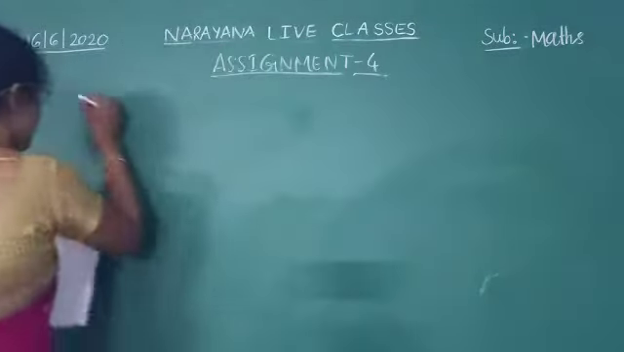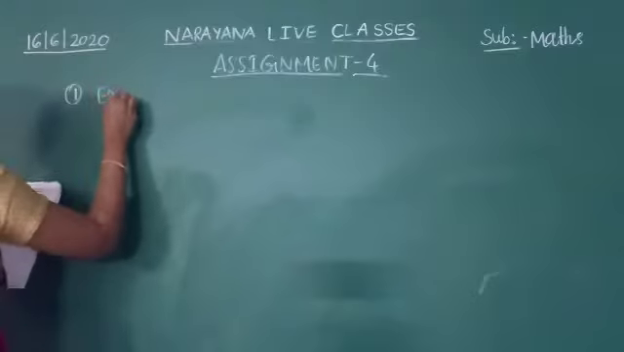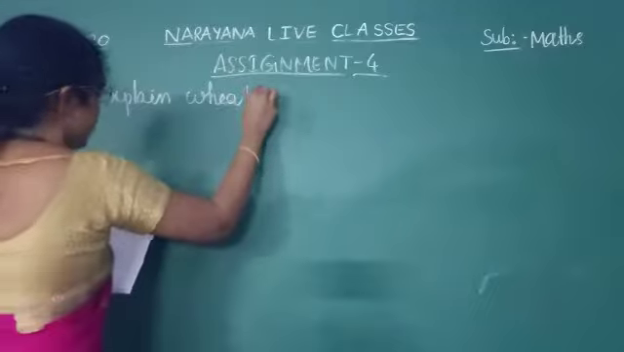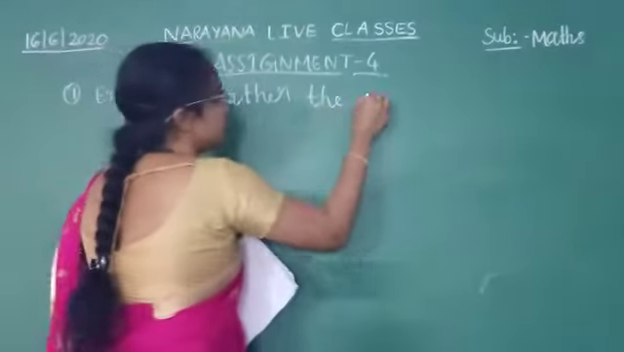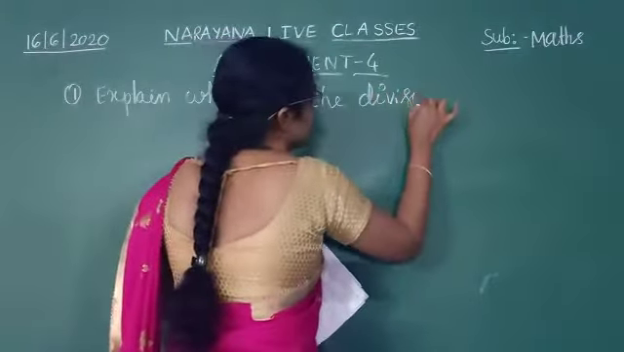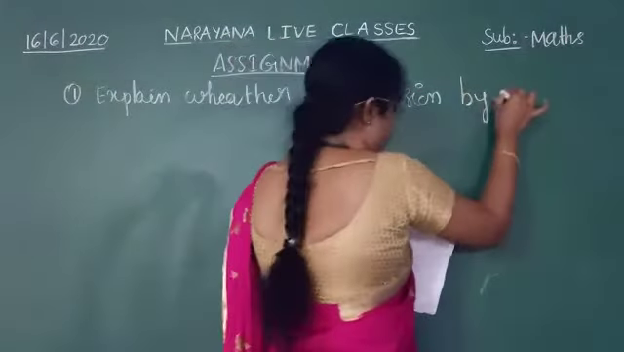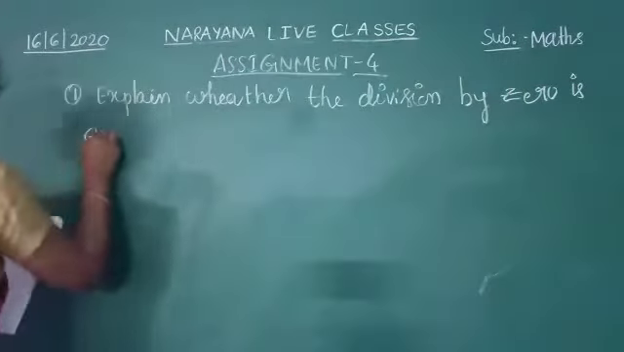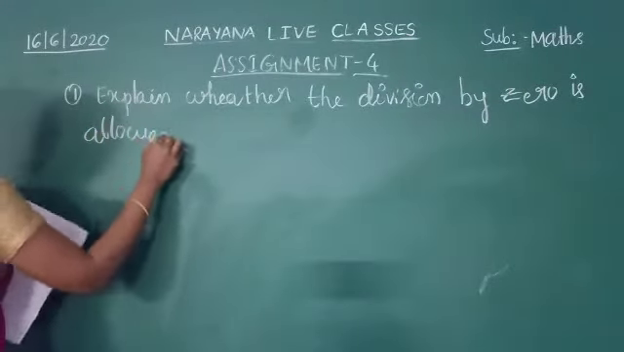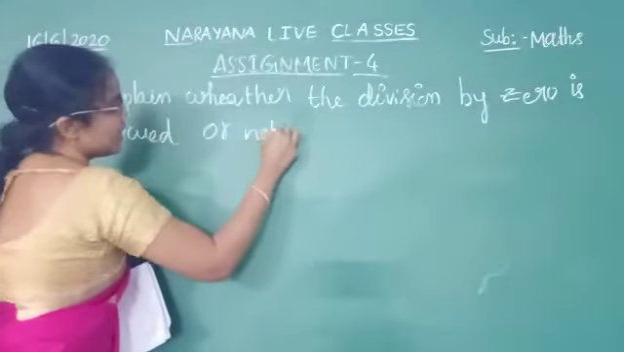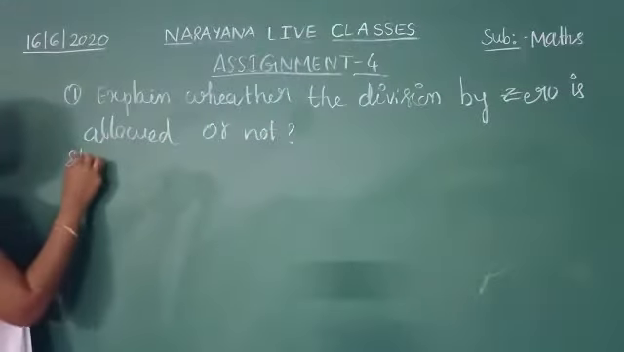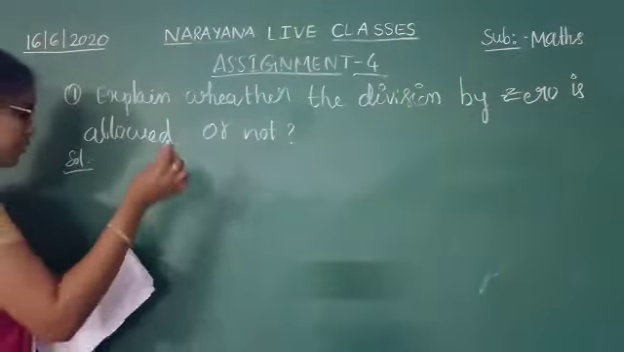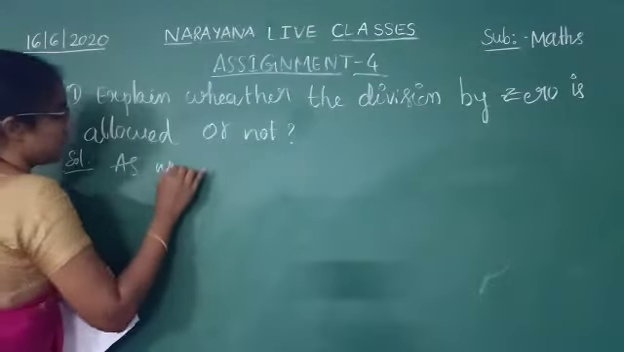Okay, the first question is: explain whether the division by 0 is allowed or not. See, they are asking the question of whether the division by 0 is allowed or not.